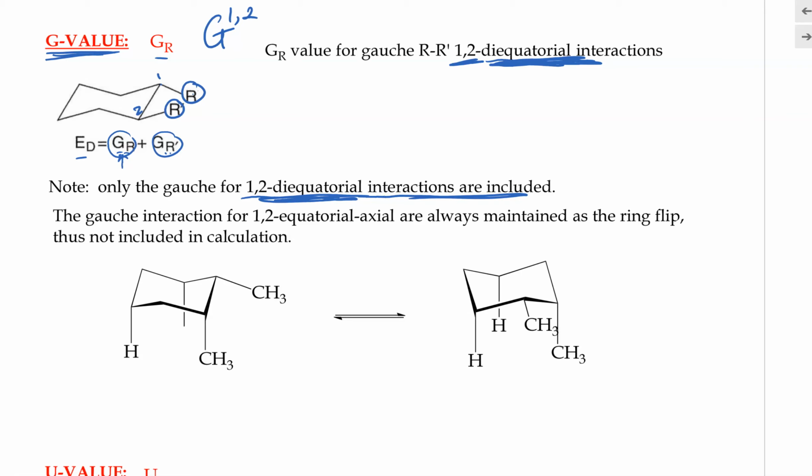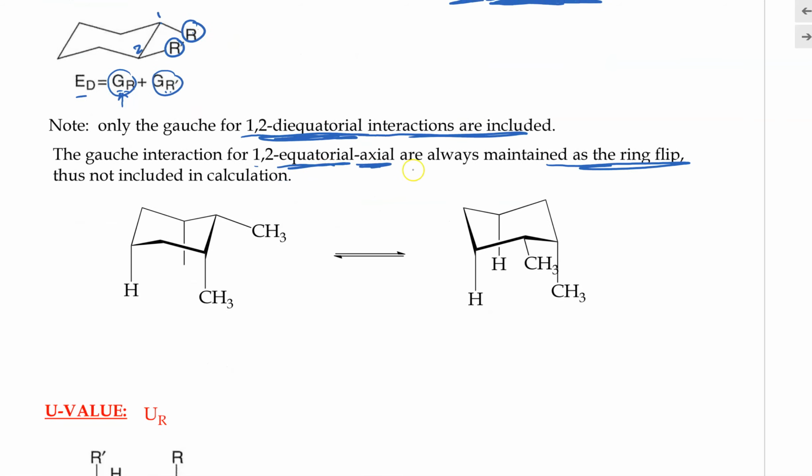If we were to have the 1-2 equatorial and axial location, we would omit that. We do not include that, although they do interact with each other. But as the ring flips, this interaction will be maintained in the other flipped structure. So we will be omitting this in the calculation, because what we are trying to do is calculate the difference in destabilizing energy between the two conformations. And if they both have them, why include them?